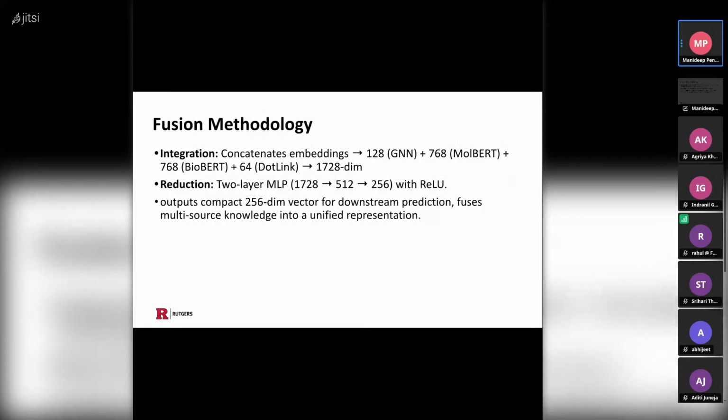Basically, we have all these embeddings. We concatenate them and create a 1728-dimensional embedding, and then we pass it through a two-layer MLP with ReLU activation. We finally have a 256-dimensional vector for our downstream prediction with multi-source knowledge. Basically, we combined all the different types of knowledge we can into this one vector, which has information from research papers, molecular structures, chemical-disease associations, potency values, and everything.